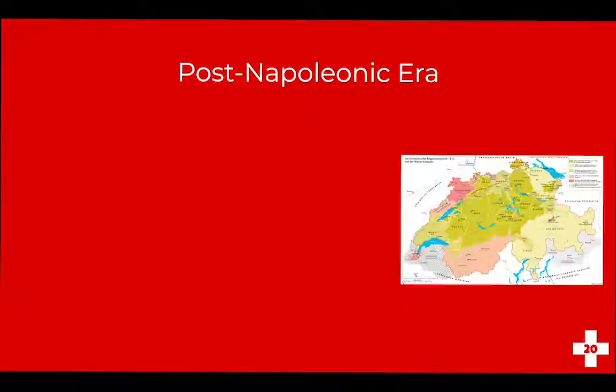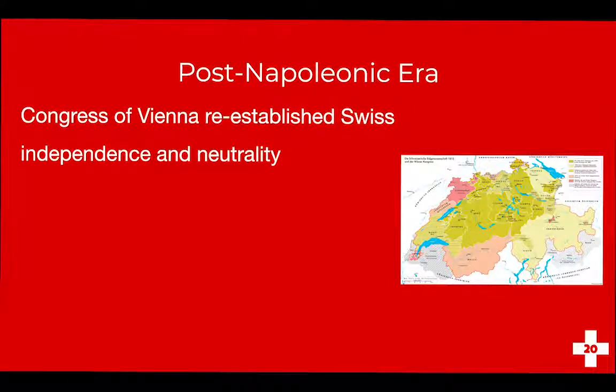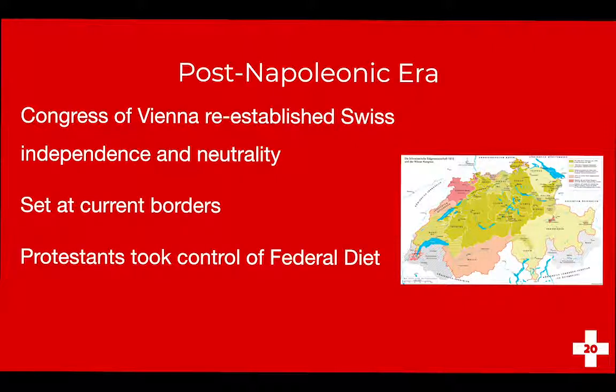So, fast forward a couple of years, Napoleon was beaten twice. You can go read your history book about that. And so the Congress of Vienna reestablished Swiss independence and neutrality, just like after the Treaty of Westphalia, and the borders of Switzerland were basically set to what are the current borders today. And at this time, the Protestants took over the federal diet, or the legislative body, essentially, and they proposed a new constitution that would create a closer relationship between the cantons.